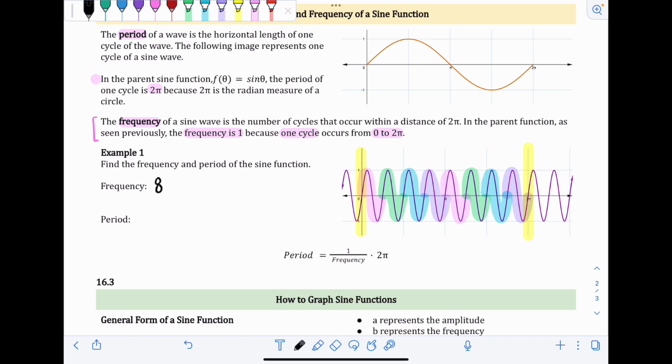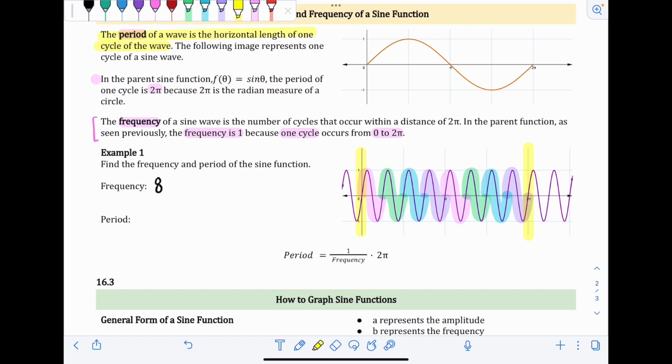So just to read through that definition for frequency one more time, the frequency of a sine wave is the number of cycles that occur within a distance of 2 pi. So 8 cycles occurred within a distance of 2 pi. And then next, the period. I'm going to go back up to the definition up here. It says the period of a wave is the horizontal length of one cycle of the wave.